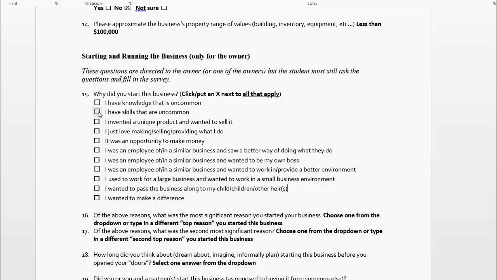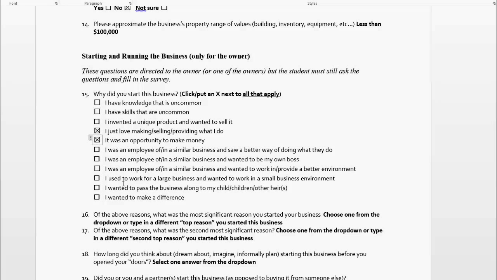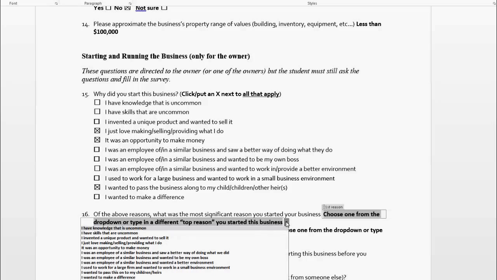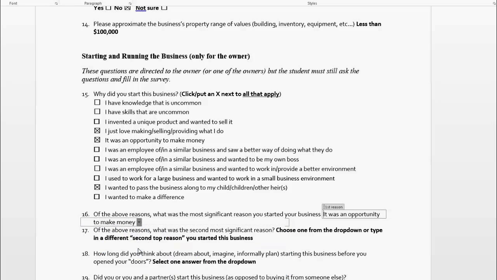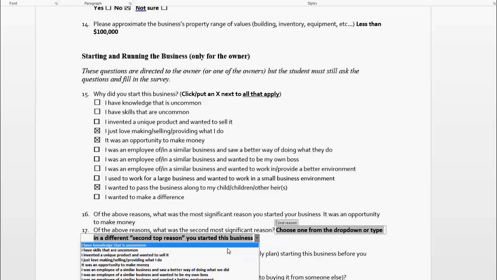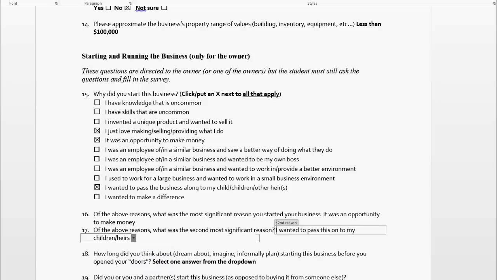I'm going to go ahead and say, I just love making and selling what I do. I saw an opportunity to make money. I want to pass the business along to my children. I don't know that I'd be making a big difference selling donuts, but so of those above reasons, what's the most significant reason? And maybe for me, it was just that I wanted to make money. And my second reason was maybe that I wanted to pass it along to my children.